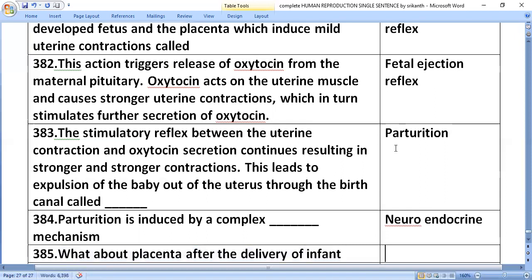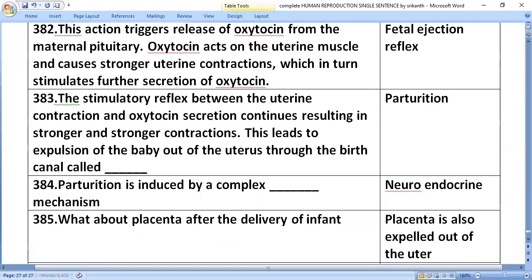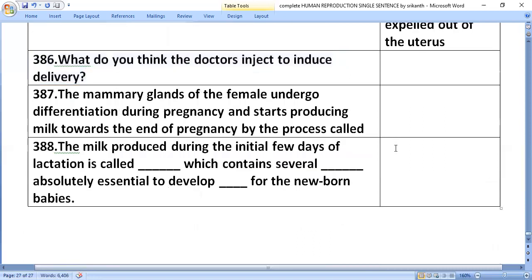What about the placenta after the delivery of the infant? Placenta is also expelled out of the uterus. What do you think the doctors injected to induce the delivery? Oxytocin injection, which stimulates the contraction of uterine muscle.